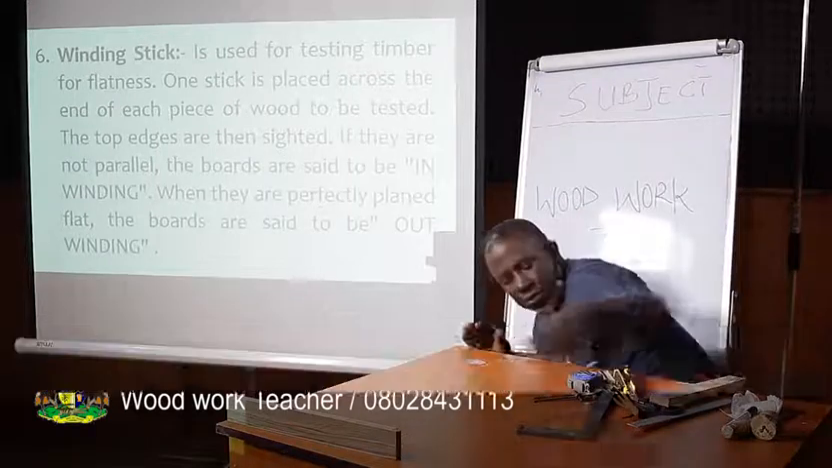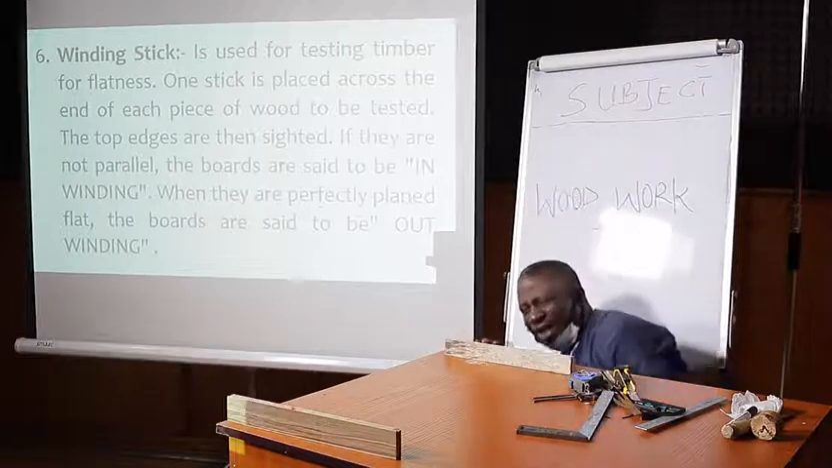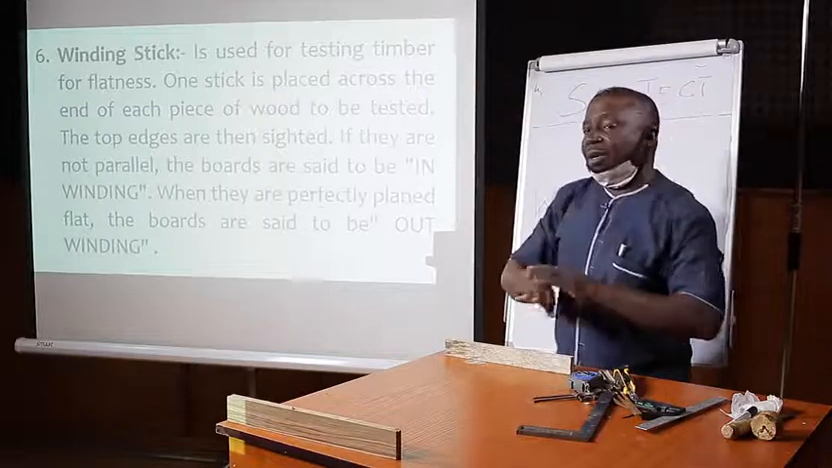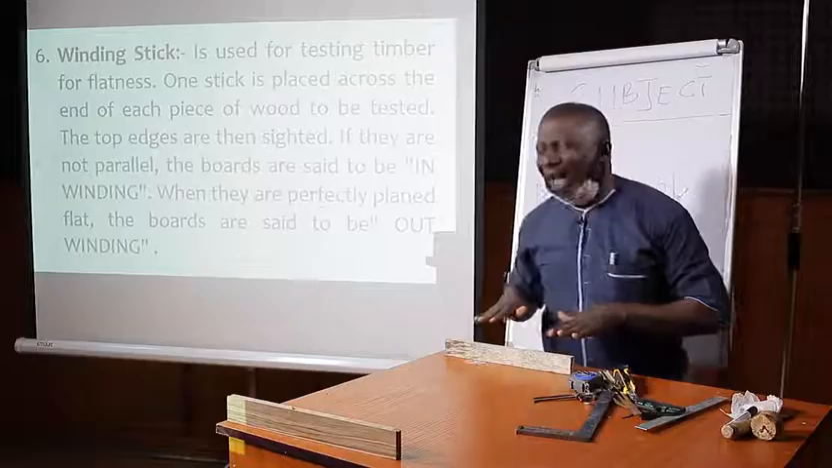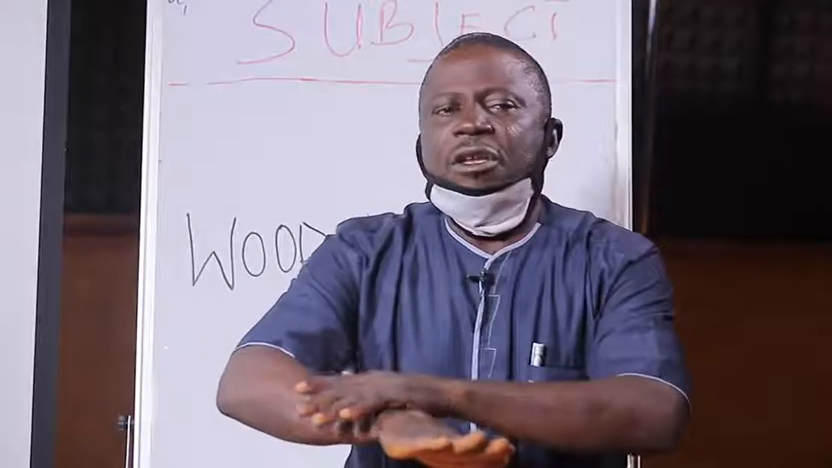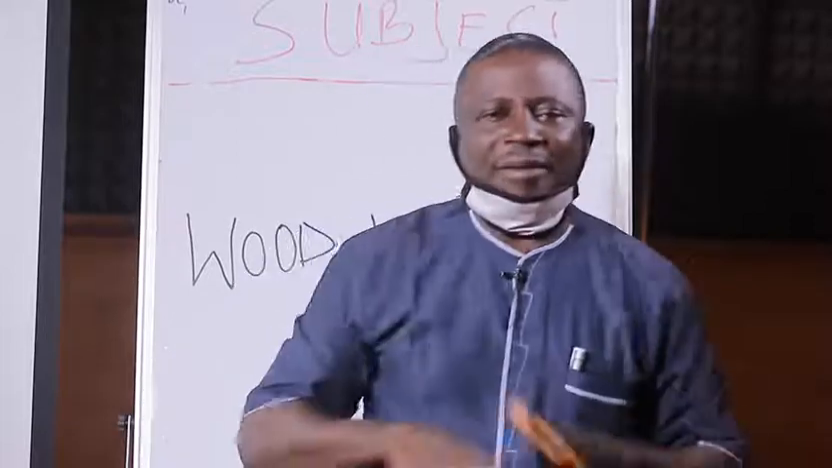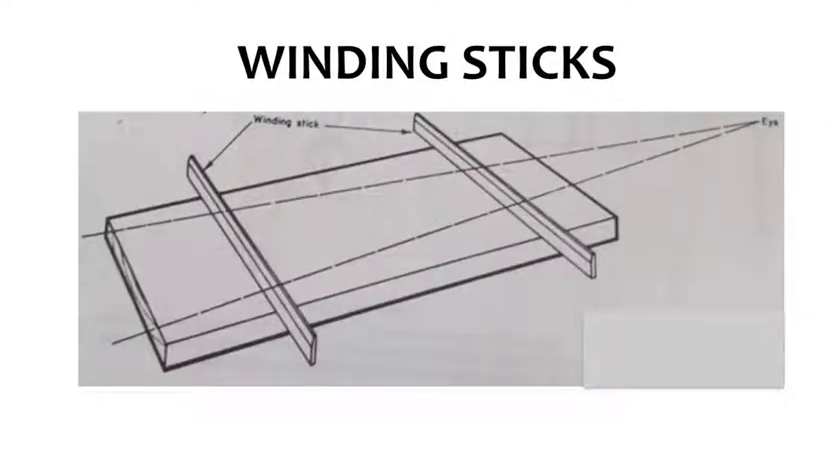You sight the levels, the tops. These are the tops. Supposing this one also, let me use this one. I put this one here and then sight. If you sight it and you see that one is higher than the other one, it means the surfaces are not flat. But if the levels are the same, it means the surfaces are, we'll call it, out of winding. They are perfectly plain and tested flat and straight. The drawing here has illustrated that, which is what I have just illustrated.